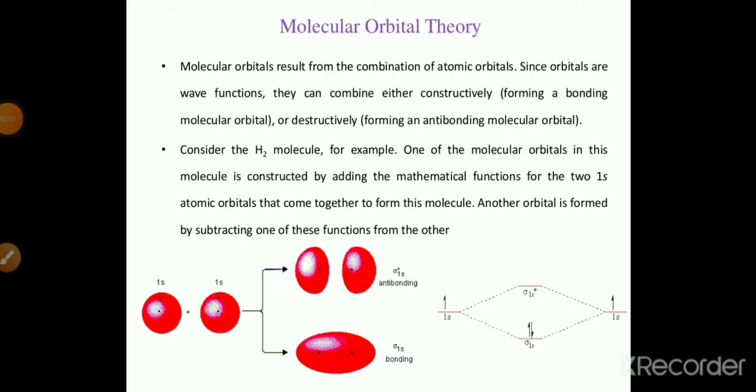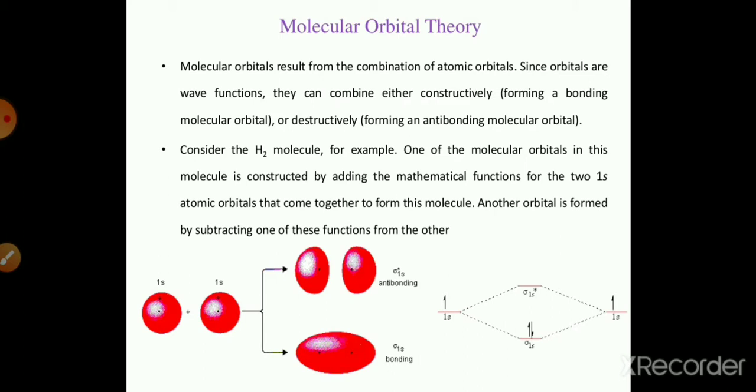Myself Dr. Monica Trivedi, and today's class topic is molecular orbital theory. So the molecular orbital theory results from the combination of atomic orbitals (A.O.s) to form M.O.s, molecular orbitals. Since these orbitals are wave functions, they can combine either constructively to form bonding molecular orbitals, or destructively, like the formation of the antibonding molecular orbitals.